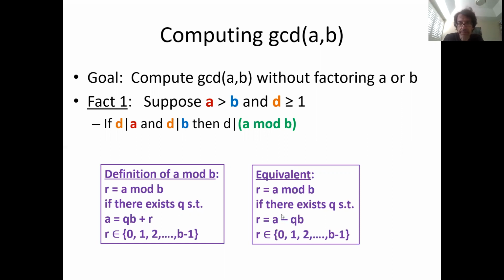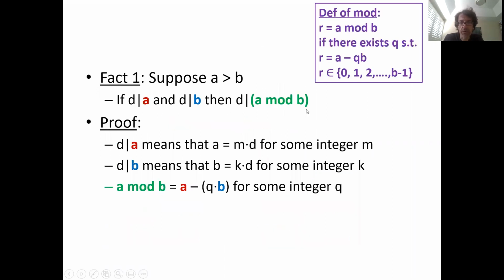So remember this one, and let's show that this is true. If D is a divisor of A, that means that A can be expressed as some multiple of D. That's what D dividing A means. It means that A is a multiple of D. If D divides B, then B is also a multiple of D, some other multiple. We don't care what that is, but it's denoted with some integer, like M here and Q here.